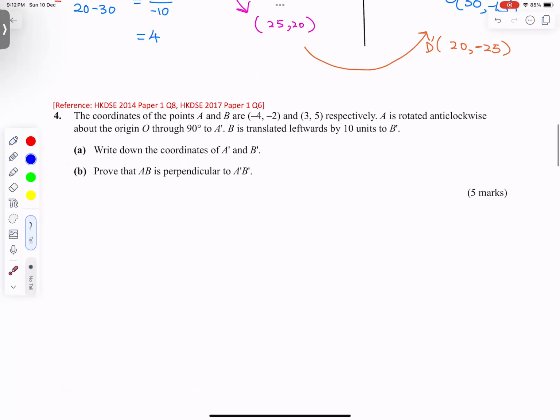Give you 2 minutes to finish until at least part A, as we need to learn this.